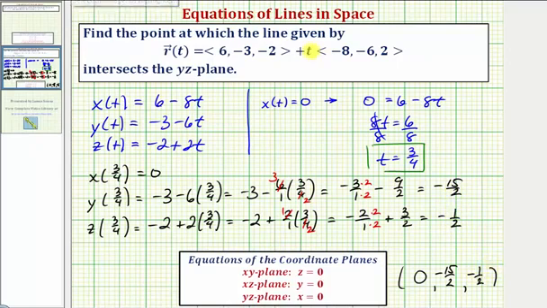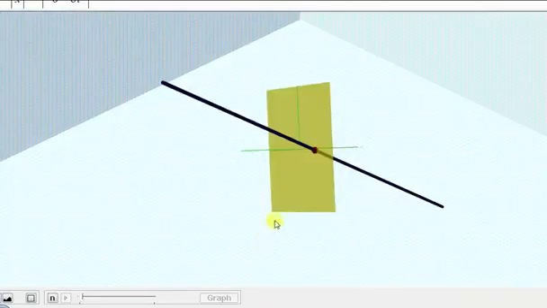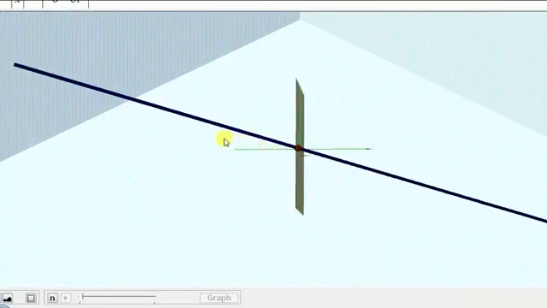So the point at which the line intersects the yz plane is the point (0, negative 15 halves, negative 1/2), which once again would be the coordinates of this red point.